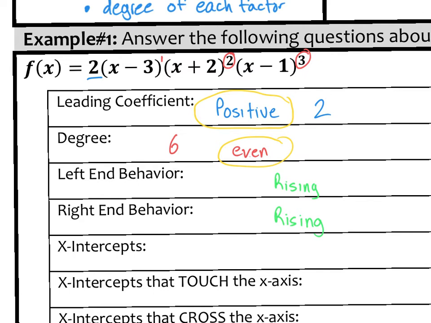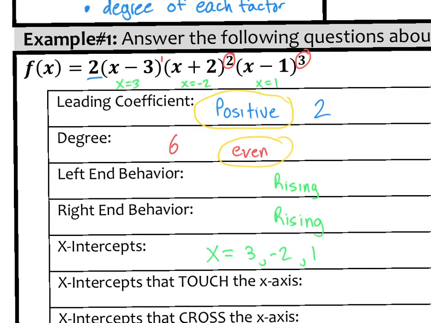Okay, x-intercepts. That's going to be our zeros from each of the factors. So x equals 3, because 3 minus 3 is 0. x equals negative 2, because negative 2 plus 2 is 0. And x equals 1, because 1 minus 1 is 0. So those are our 3 x-intercepts: x equals 3, negative 2, and 1.